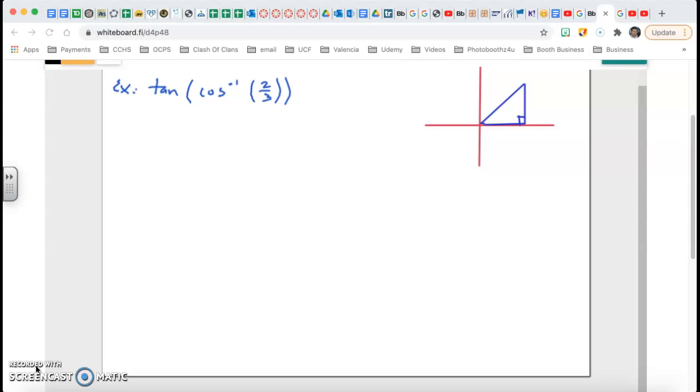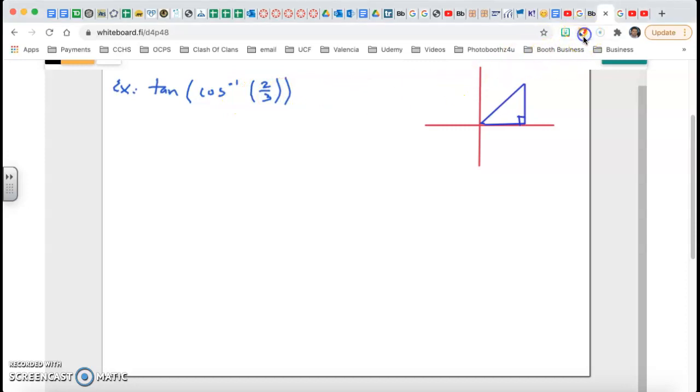Okay, right now this is composition of functions using trigonometric functions. We have to find the tangent of my inverse cosine of 2/3. How do we start? The idea is we have different functions, and I have my inverse function on the inside.